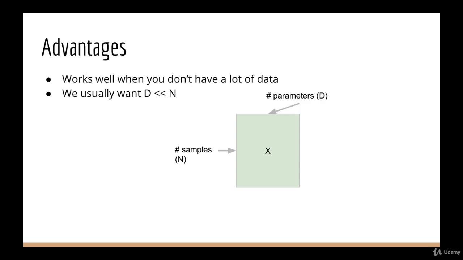For a more complicated model like a neural network, we'll have many more. But the main idea is, we don't want d to be too big with respect to n. We phrase this as, we want our data matrix to be skinny rather than fat. We want d much less than n.